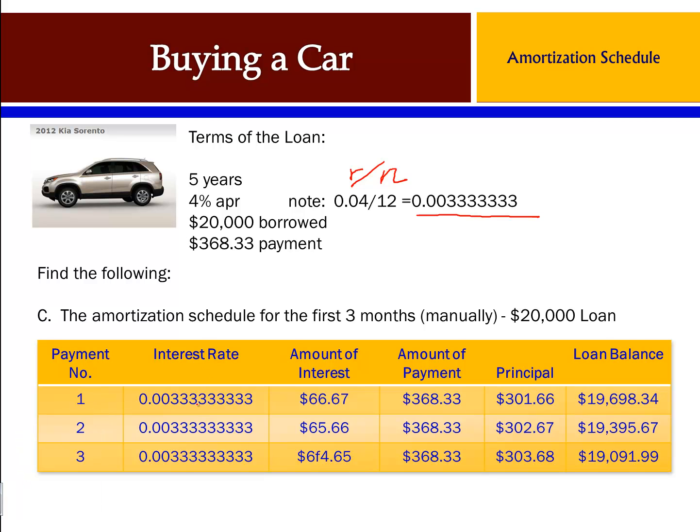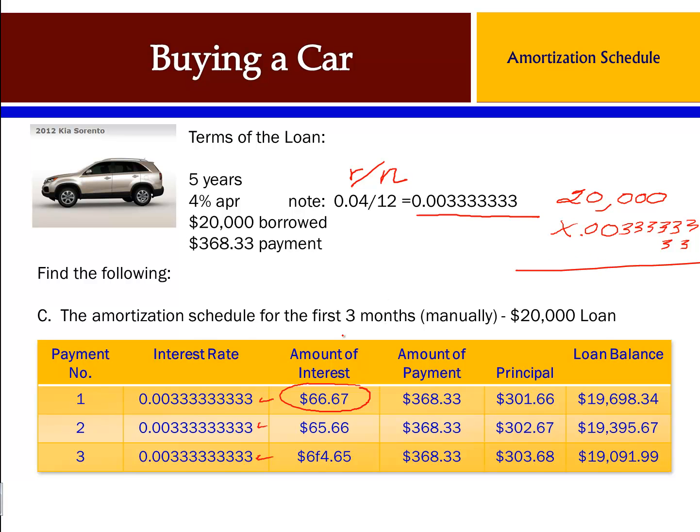I've got an interest rate that is equivalent each month. The amount of the interest, the amount of the payment, and the principal. Now, the way that I got this first amount of interest is I took the $20,000 beginning balance and I multiplied it times this rate, 0.00, and then a bunch of 3s. Go at least 9.